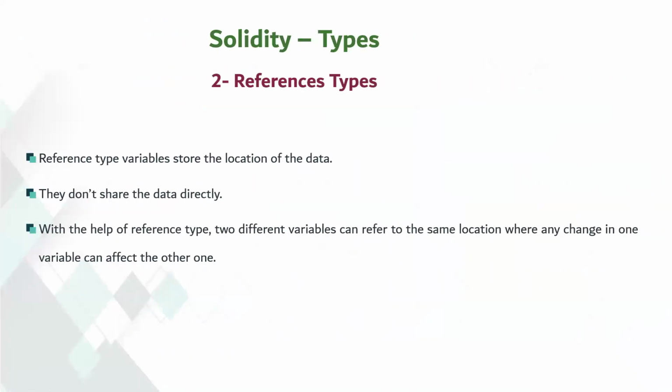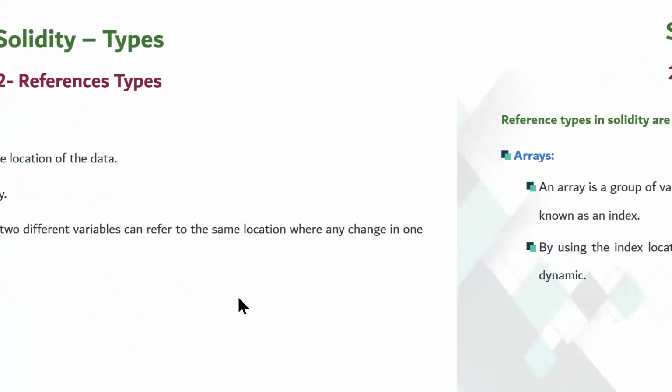Next, here we have reference types in Solidity. These include arrays, strings, struct, and mapping. So reference type variables store the location of the data. They don't share the data directly. With the help of reference types, two different variables can refer to the same location, where any change in one variable can affect the other one.